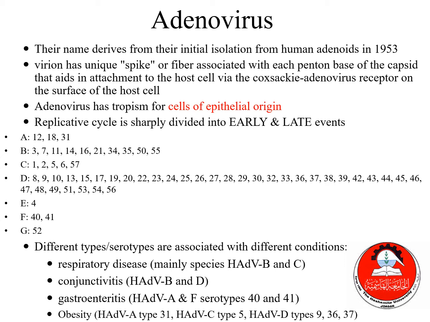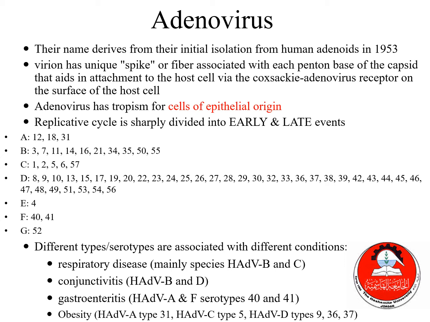So as we said, it is isolated from the human adenoids. It was first isolated in 1953. It has pentose projections which are used for attachment via the Coxsackie adenovirus receptor on the target cell, and it is associated with toxicity as well.